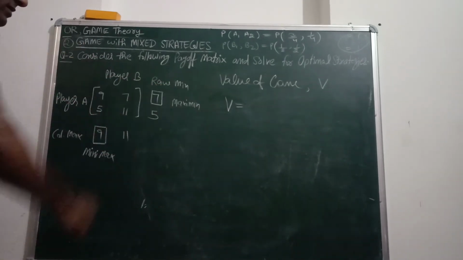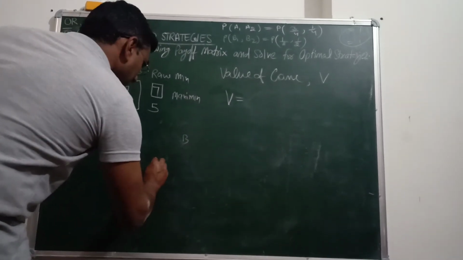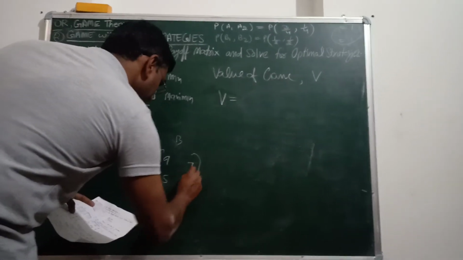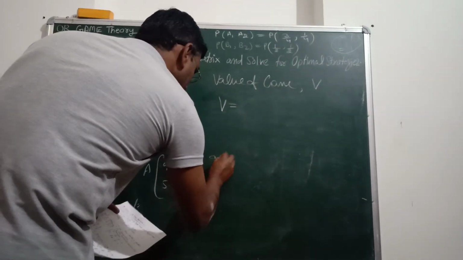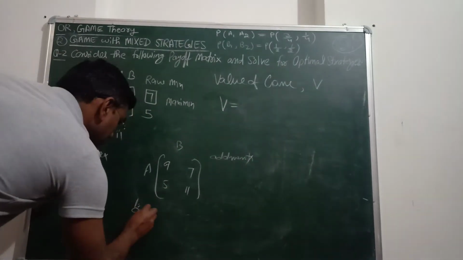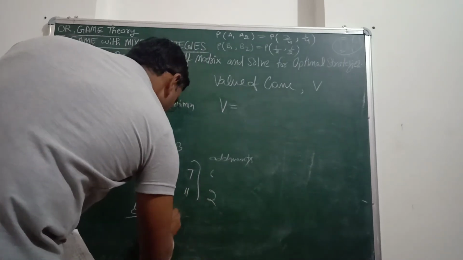Sorry, I have just removed the matrix. I am writing it down again. This is B, A, 9, 5, 7, 11, and these are the oddments. This is again the oddment. So the oddments are 6, 2, 4 and 4.